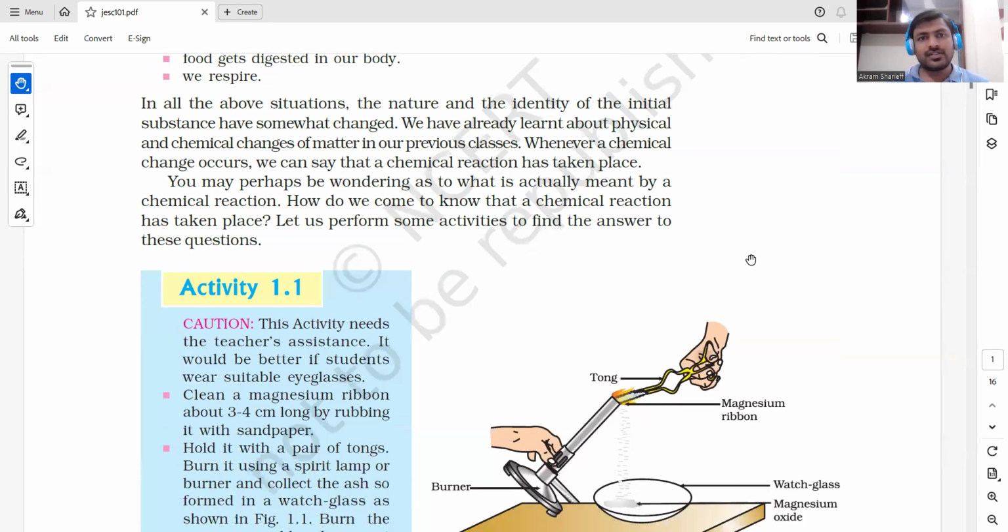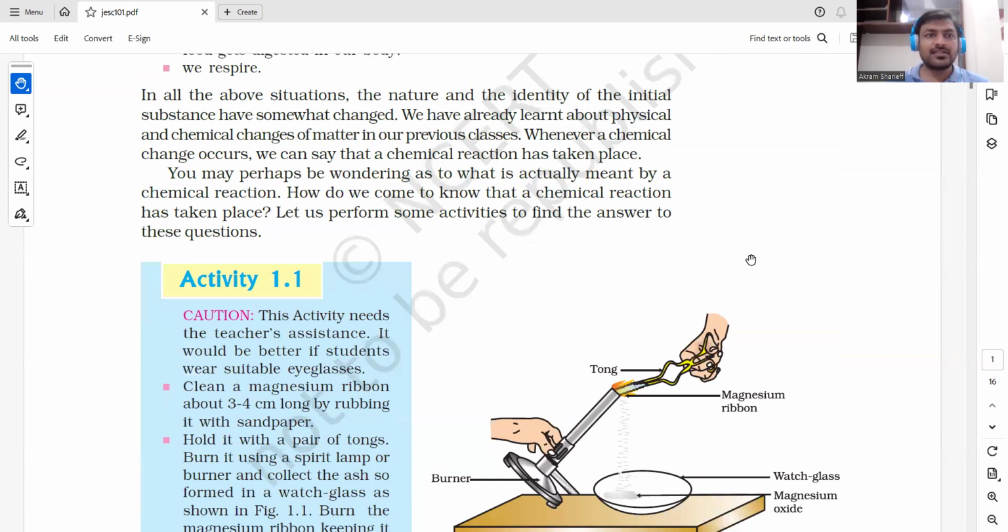In all the above situations, the nature and identity of the initial substance has changed. We have already learned about physical and chemical changes of matter in our previous classes. Whenever a chemical change occurs, we can say that a chemical reaction has taken place. You may perhaps be wondering what is actually meant by a chemical reaction. How do we know that a chemical reaction has taken place? Let us perform some activities to find the answer to these questions.